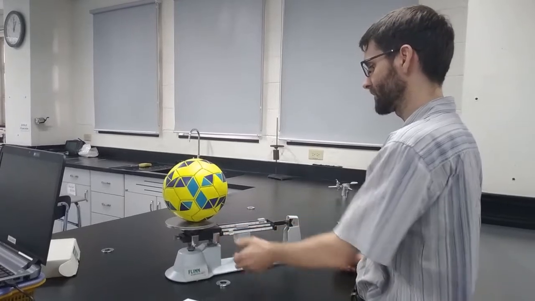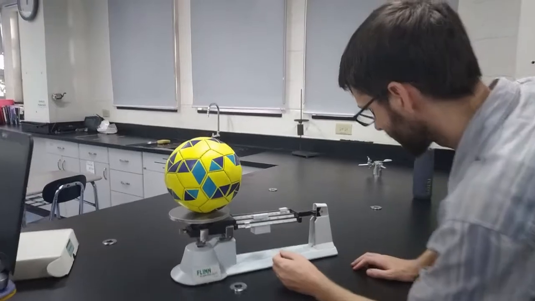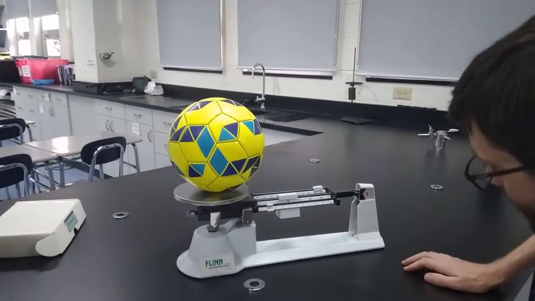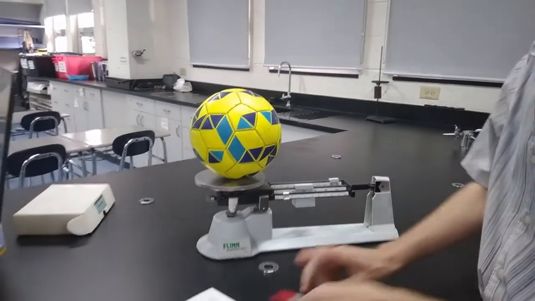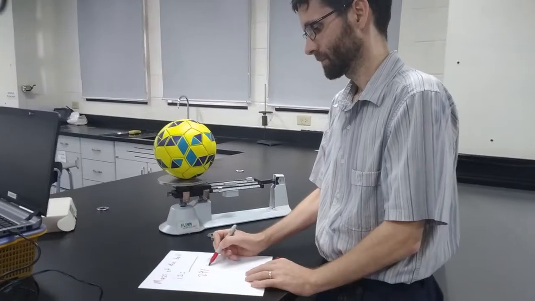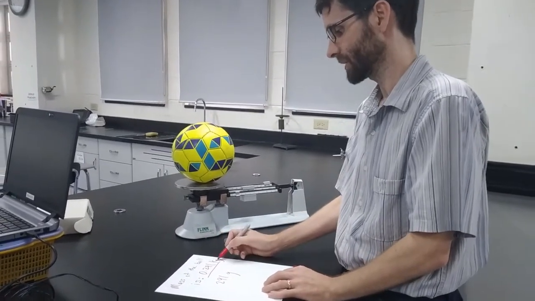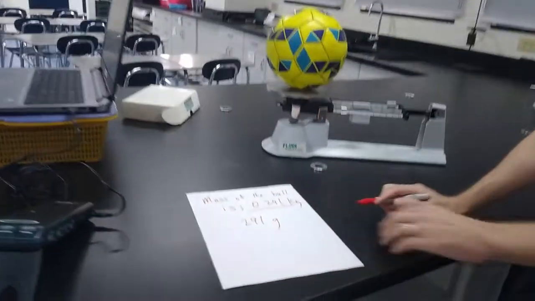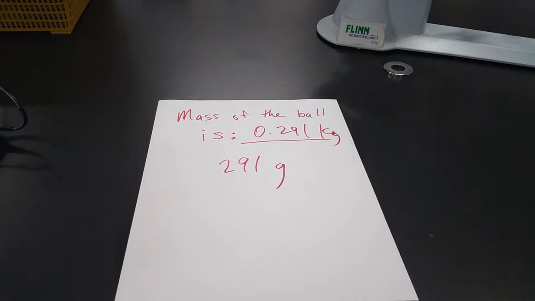If you've never used a triple beam balance, you're learning something here. So the three beams tell us what the mass is, and it looks like it's 291 grams. So we're going to write that down, 291 grams, but in kilograms, that is 0.291 kilograms. So that's what we care about. Here is that value, 0.291 kilograms. Write that down on your worksheet.